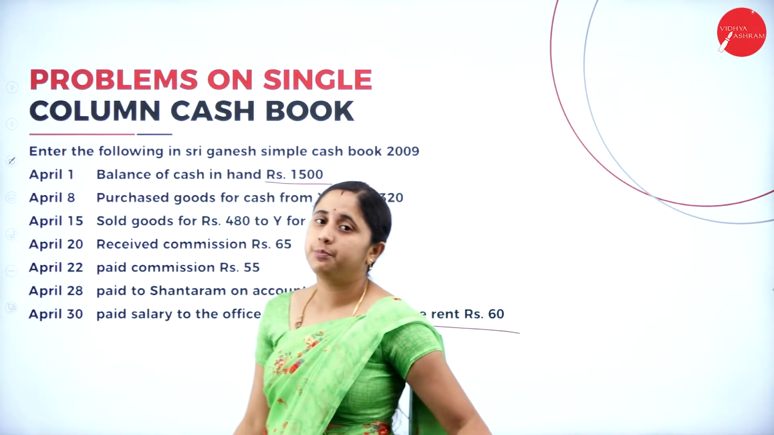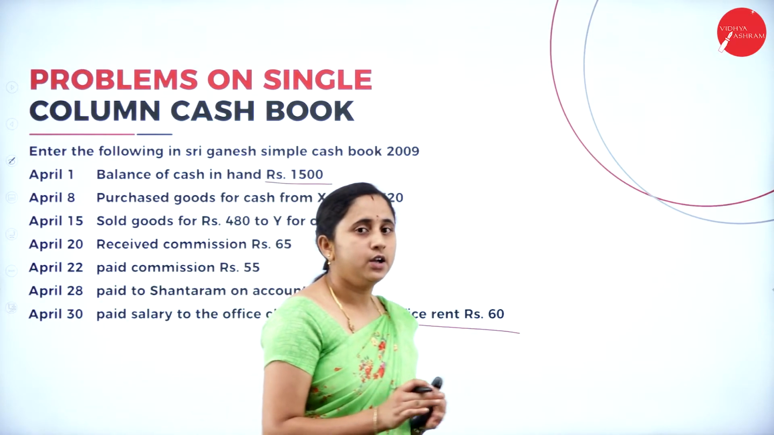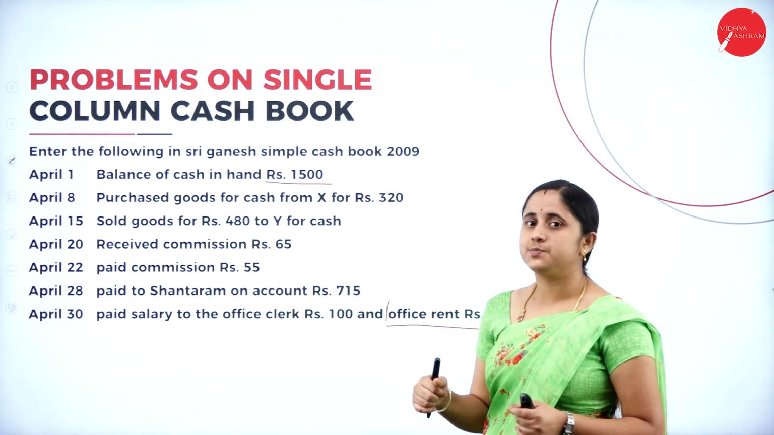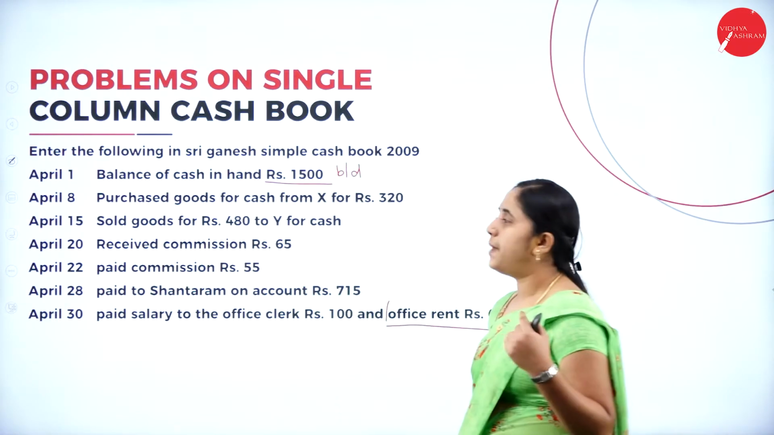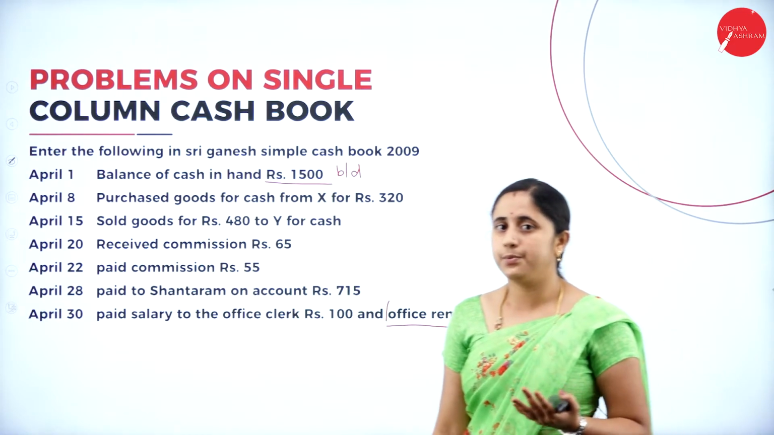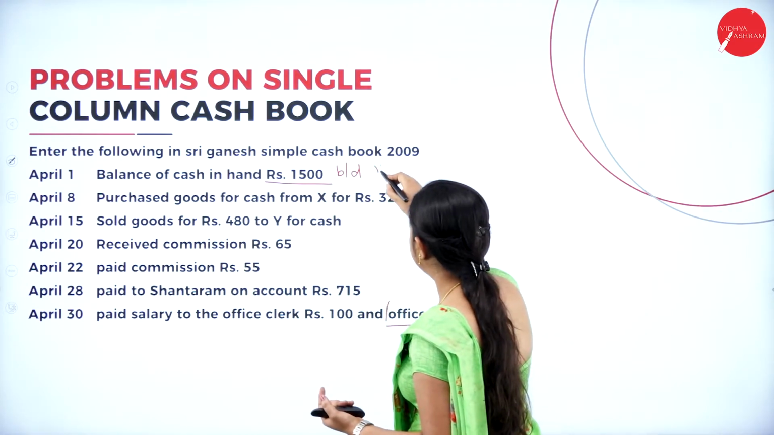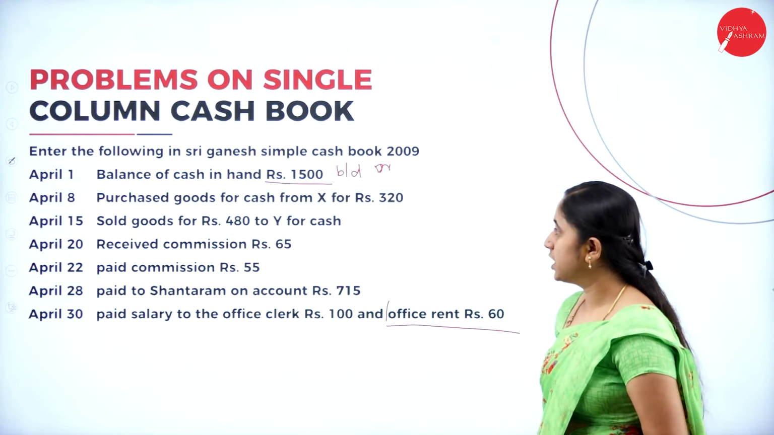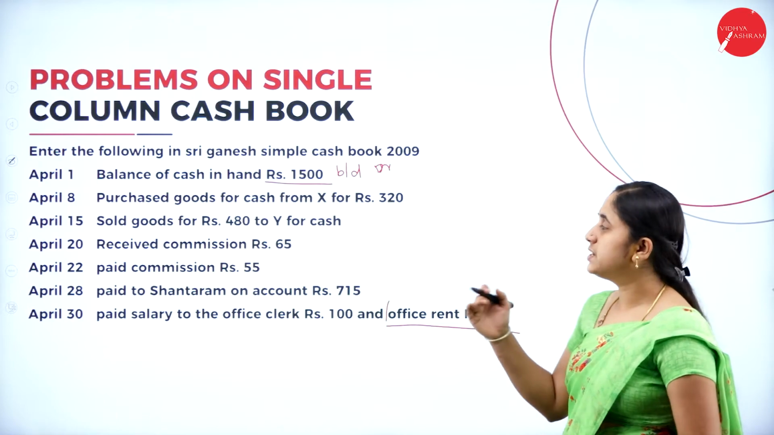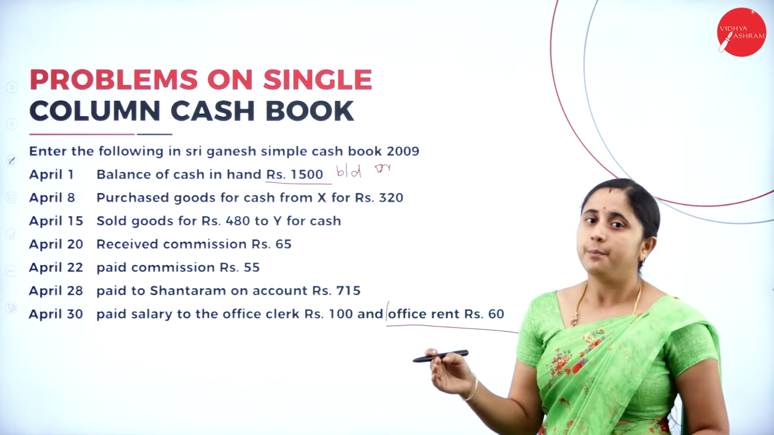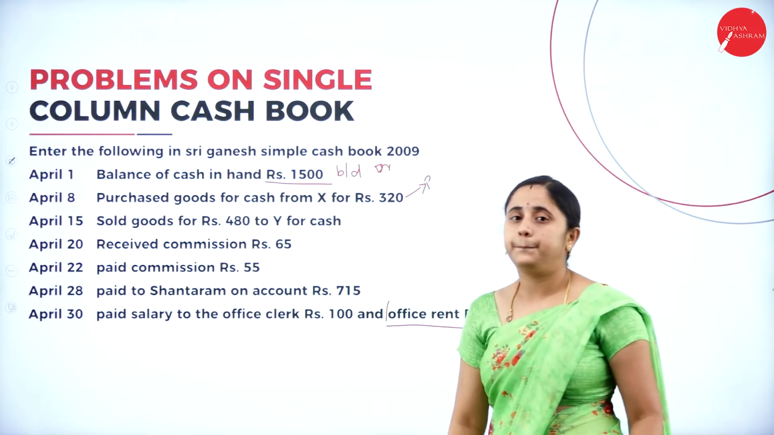So, before starting the problem, you need to identify the receipts and payment. It is easy to do the problem if you identify all the receipts and payment. Here this is the balance brought down. Balance of cash in hand means balance brought down. Balance brought down should be written on the debit side of the cash book. Next, purchase. First, you need to identify whether it is a receipt or payment. When you made a purchase, you are going to pay the money. So, this is the payment.